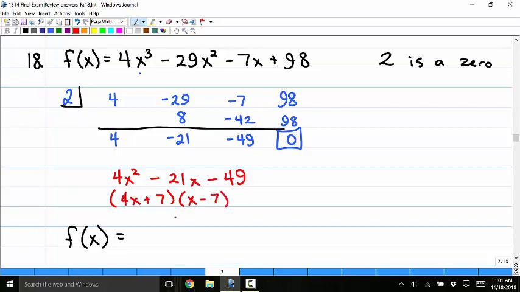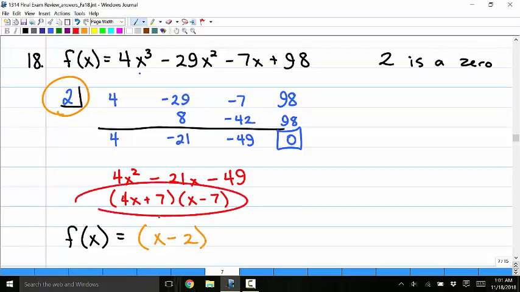So if I wanted to write f in factored form, knowing that 2 is a zero, I get the factor x minus 2. Then I also have these two factors, 4x plus 7 and x minus 7. If I were to multiply all three of these out, I would get that polynomial.